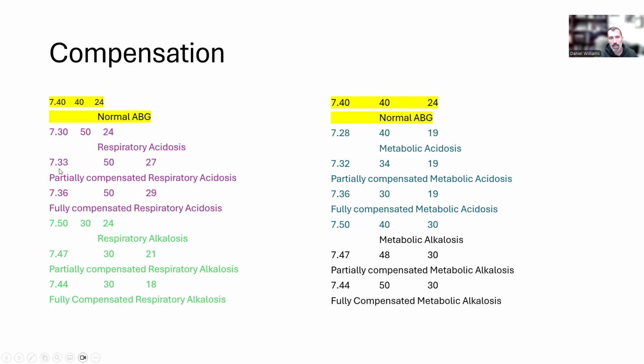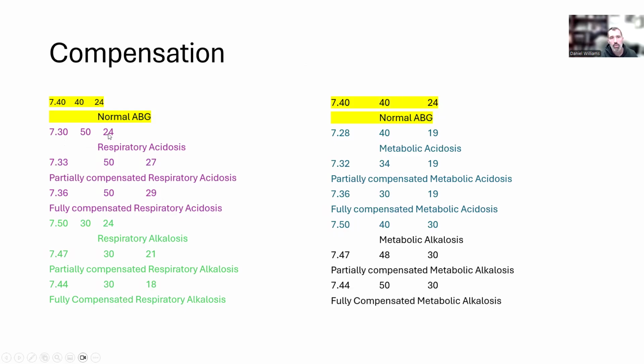If I look now at those numbers, I have 7.33, assuming the CO2 stays the same at 50. My bicarb has now come up to 27. Remember the relationships. It's still a respiratory acidosis because the inverse relationship between your CO2 and your pH drives that pH down to an acidosis. Very good. But notice from the first blood gas to the second blood gas that pH has now come up a little bit. 7.33, it was 7.30.